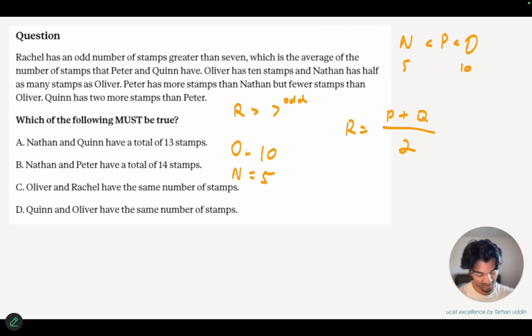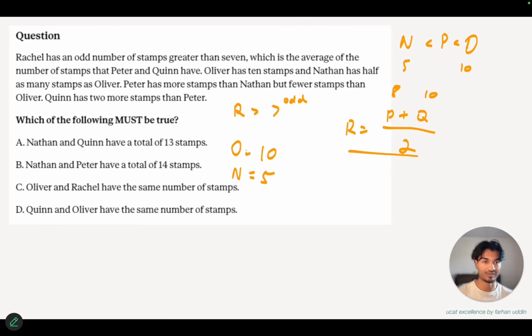So let's try 7. 7 plus 9, and that ends up giving you 16 divided by 2. That gives you Rachel equals 8, but we know that Rachel needs to be an odd number, so that can't be true either. So then we're left with 8 and 10. So 18 divided by 2, that gives you 9, which meets all of the criteria that we need to. Rachel is an odd number greater than 7. It's the average of the 2, and we're happy.